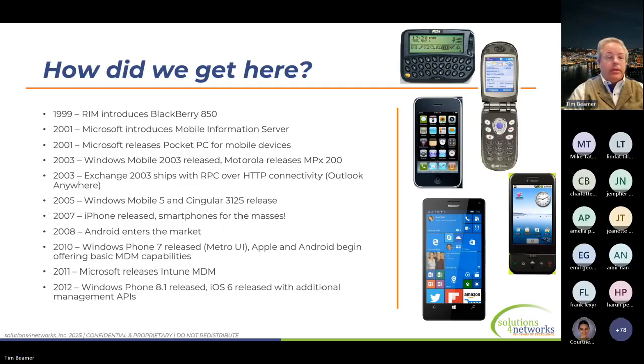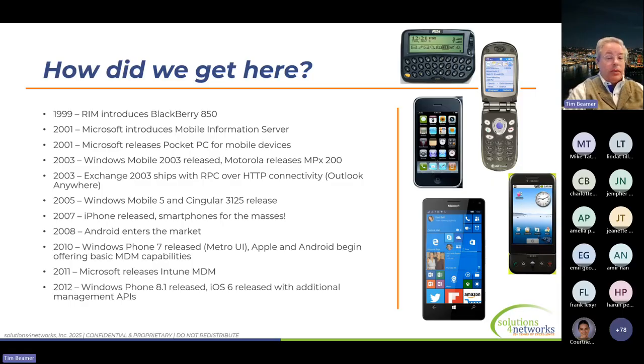Apple had a little more capability than Android did at that time, but again, not a whole real suite of features. So in 2011, Microsoft released Intune MDM, so management from the cloud. And we actually started to be able to get real control over some of these devices. And there were some third-party add-ins that you could use depending on whether you were Android or iOS. In 2012, the last version of Windows Phone 8.1 released, iOS 6 released, and this is when we really started to get a handle on how we could manage mobile devices.